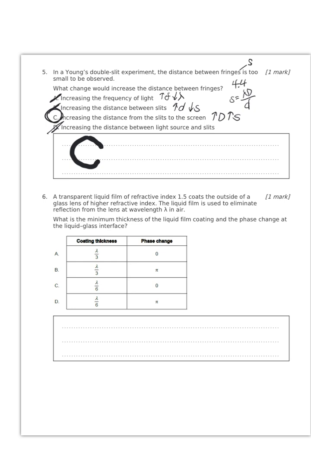Alrighty, next question. Transparent liquid film with refractive index 1.5 coats the outside of a glass lens of higher refractive index. The liquid film is used to eliminate reflections from the lens at a wavelength lambda in air. What's the minimum thickness of the liquid film coating and the phase change at the liquid glass interface? All right, so we remember that when you put a thin film on a higher index, the equations in the data booklet for constructive and destructive interference are reversed. I'm looking at the reference table. Yeah, 9.3, those constructive and destructive equations, the 2dn equations are flipped. I'm just going to write that down as a note.